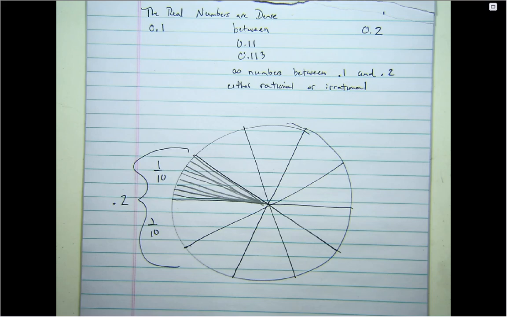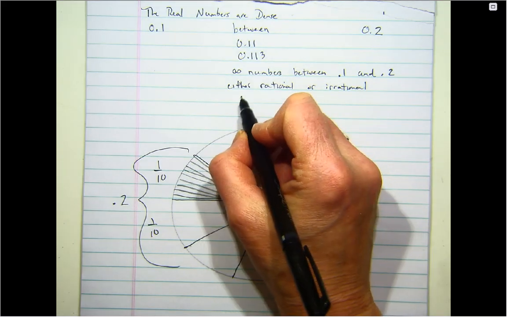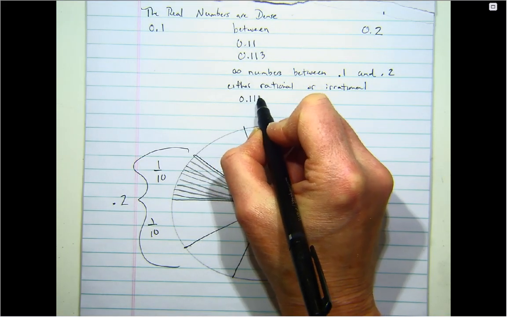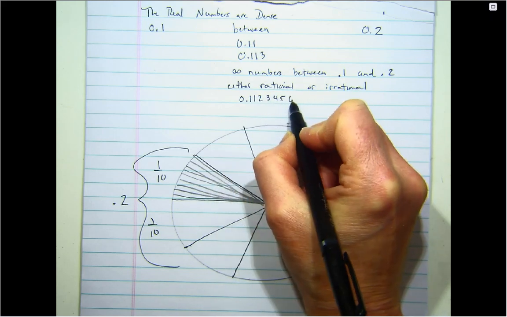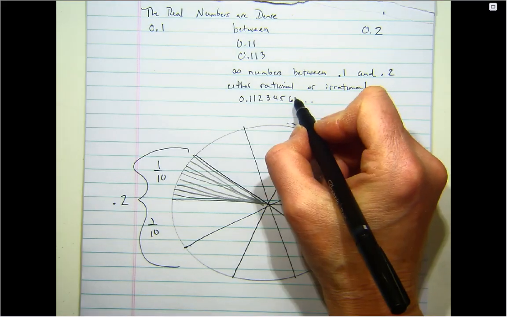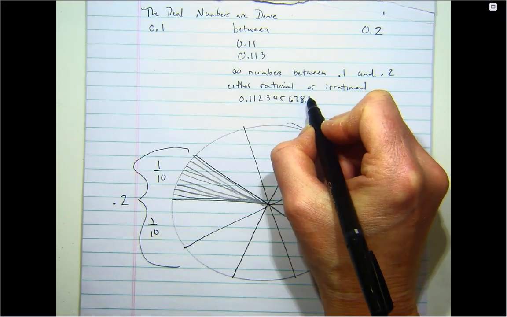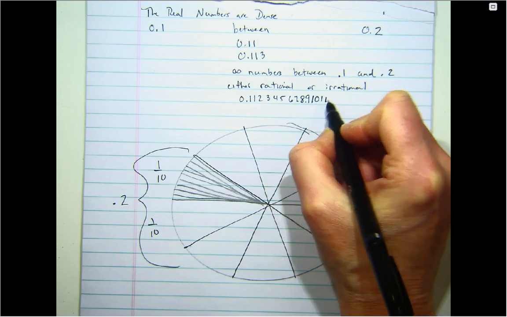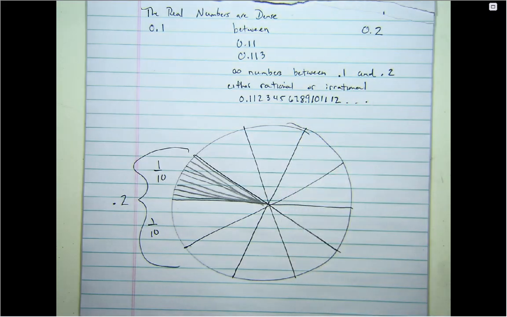So I have the 2 rational numbers listed, 0.11 and 0.113, but I could have put 0.1, 1, 2, 3, 4, 5, 6, ... for an example of an irrational number. In fact, let's fill that out more so we're clear that it does not repeat at all. Okay, so there's an example of an irrational number that falls between 0.1 and 0.2. So the real numbers are dense.